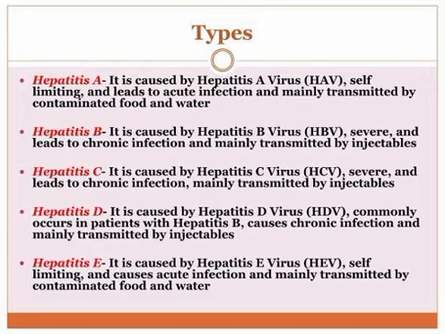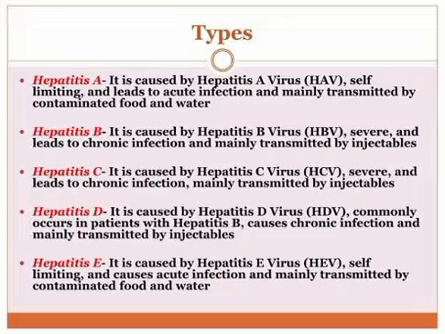Next will be the types of hepatitis. There are 5 types: hepatitis A, hepatitis B, hepatitis C, hepatitis D and hepatitis E. Hepatitis A is caused by the hepatitis A virus, denoted HAV. It is self-limiting, leads to acute infections, and is mainly transmitted by contaminated food and water.